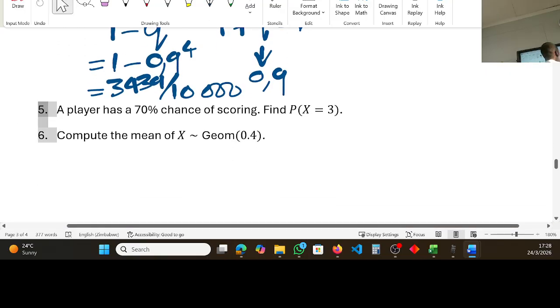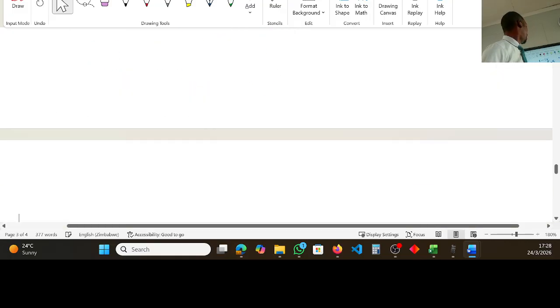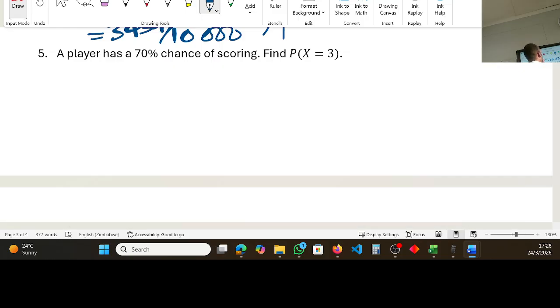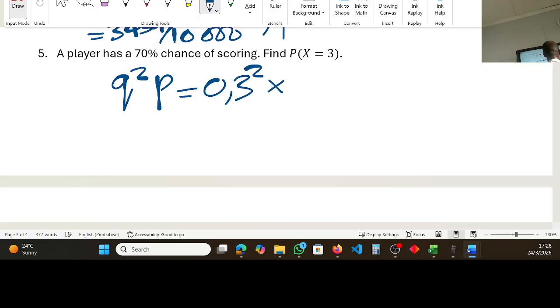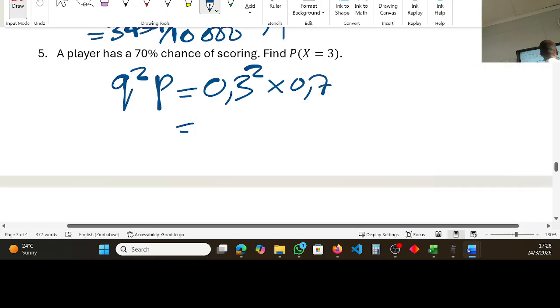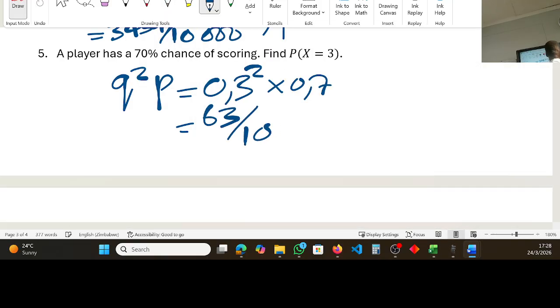A player has a 70% chance of scoring. Find the probability that x is actually 3. If x is 3, then it means we have failed 2 times. So that's q squared p. And q is going to be 0.3, to the power 2, multiplied by 0.7, the chance of success. I'll need my calculator here: 0.3 squared, then multiplied by 0.7. The result is 63 over 1,000.